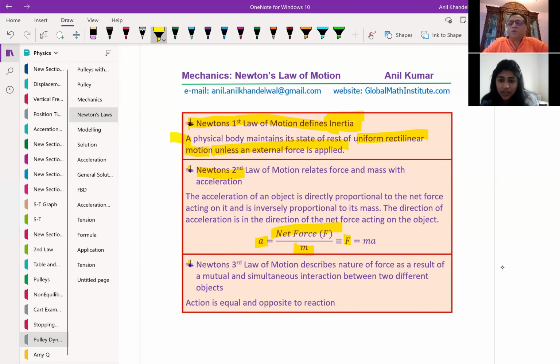The formula can also be written as net force equals mass times acceleration. F equals ma, right? F is the net force. Okay. Newton's third law, please.